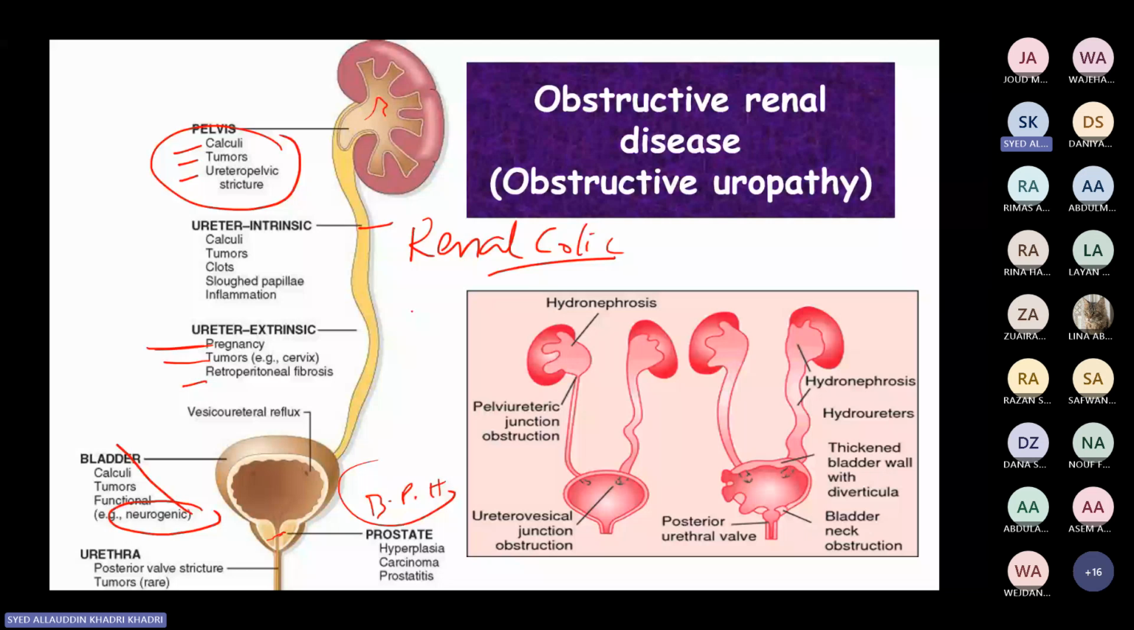We'll try to read this today: the hydronephrosis and hydroureters which develop, and thickening of the bladder wall with diverticula, as you can see over here. Bladder neck obstruction does occur, and the posterior urethral valve causes a very clear-cut obstructive uropathy. We have to remember this for all such things.